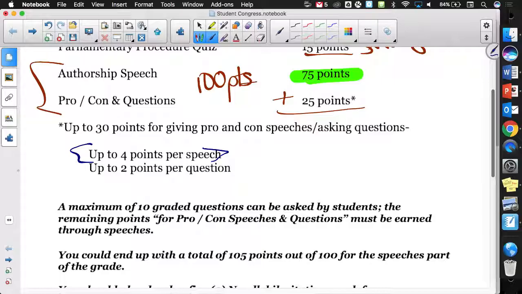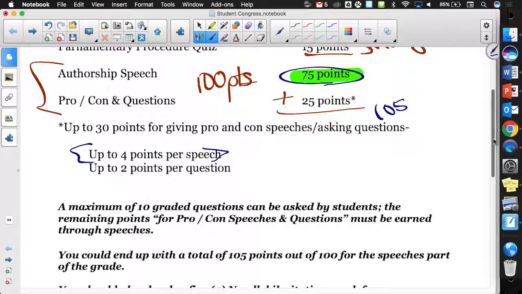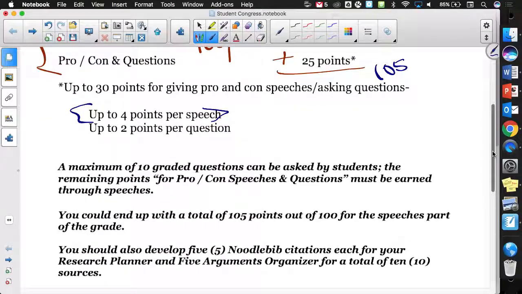But in total, you can actually earn 105 points out of 100 for Student Congress. You get your speech grade, so you could earn 75. I let you earn up to 30 points for your pro and con. So if someone got a perfect 75 out of 75 and you had 30 points out of your pro and con speeches, you would be able to get 105 points total.